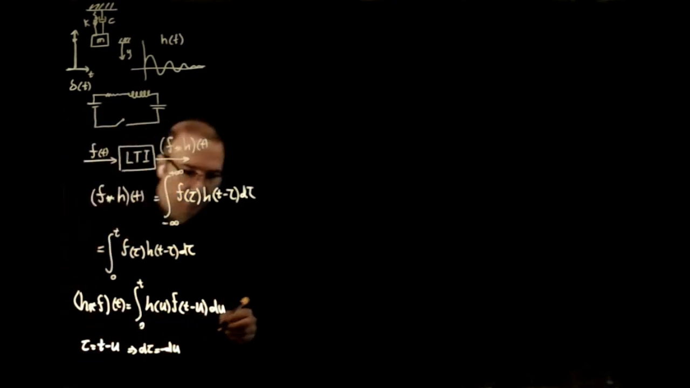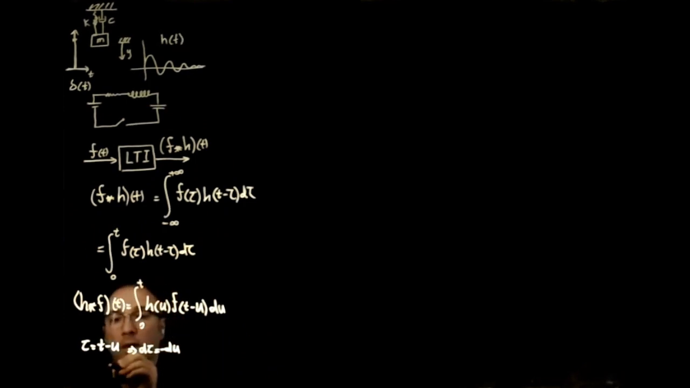So it means that h star f of t equals, instead of going from 0, we said that when u is 0, tau equals t, and when u is t, tau is 0. So h of, this time, I want to replace u by that thing, it would be t minus tau, f of tau, d tau, and I have a negative.